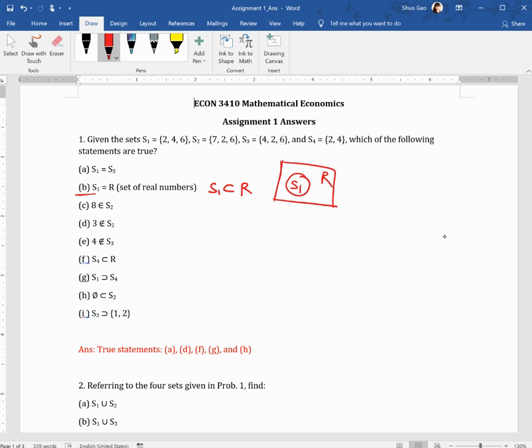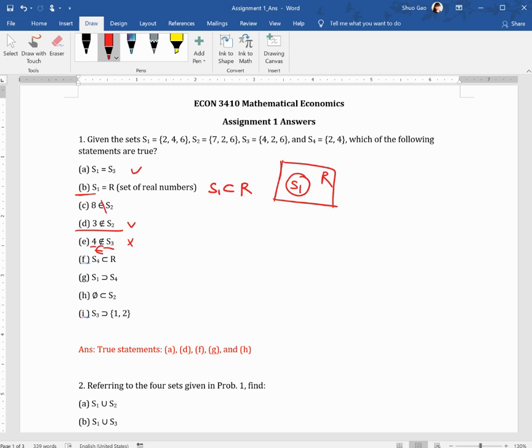And E... Oh, sorry. D is right, because this sign means 3 is not in S2. So this is right. Let me check that. This is right. And E is wrong because 4 is an element of S3. So this should be the "is in" sign.